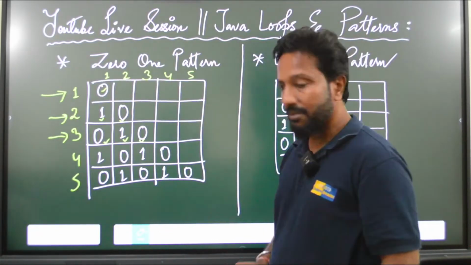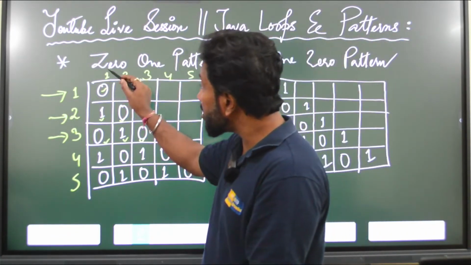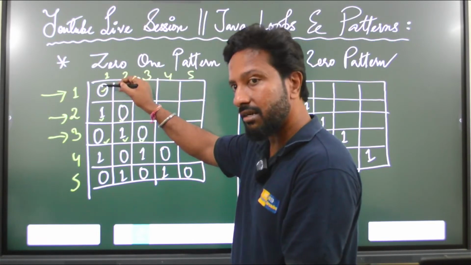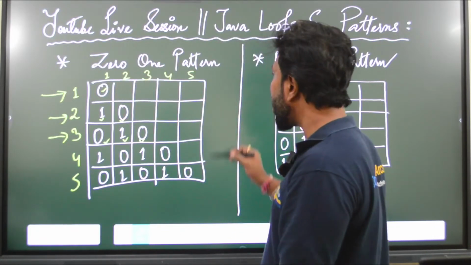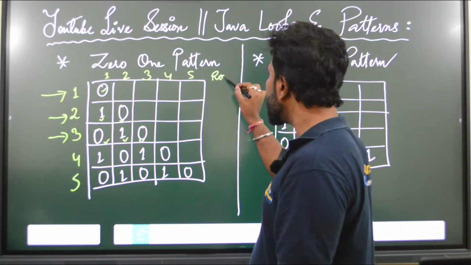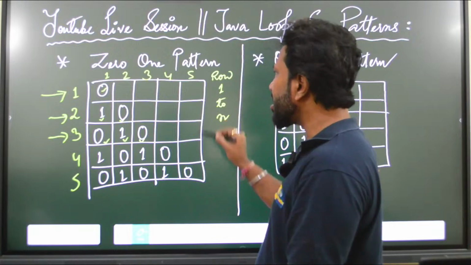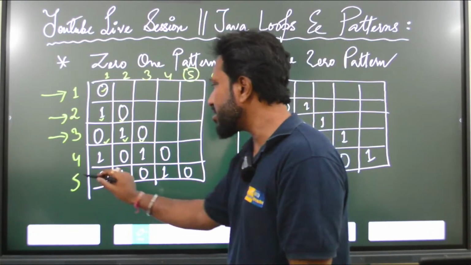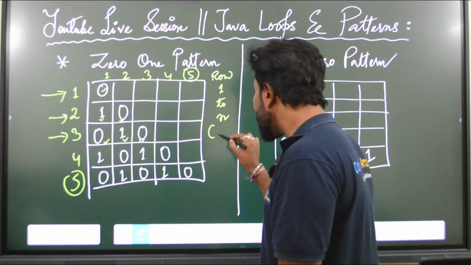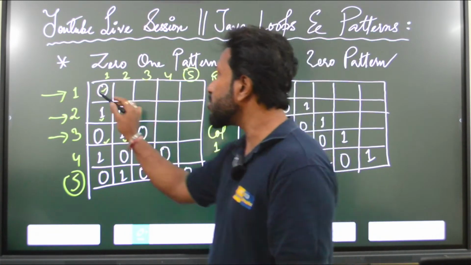For the time being, what we can see is that when the row number is 1, column 1 is getting filled here. Correct? So I can say the row value is going from 1 to n. In our case, the n value is 5. You can see here, n cross n matrix. And the column value is going from 1 to the row number.